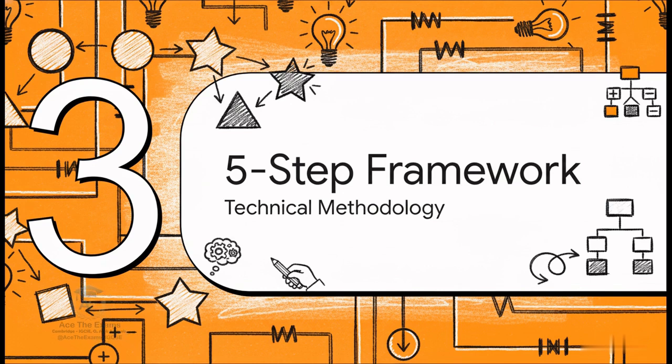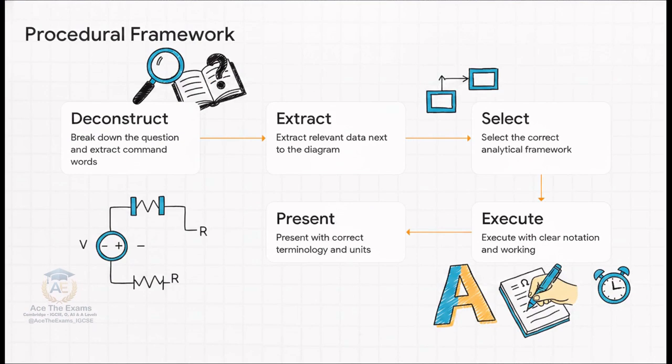Let's move to Section 3, the 5-step procedural framework. Let's see how this builds into a highly standardized sequence. This framework is the ultimate antidote to Sam's panic and Alex's rambling. Think of this as your physics success blueprint. Step 1. Deconstruct the question. Before you do any math, highlight the command word. Are they asking you to calculate, which means numbers are required, or are they asking you to suggest, which requires a logical proposition based on physics principles?